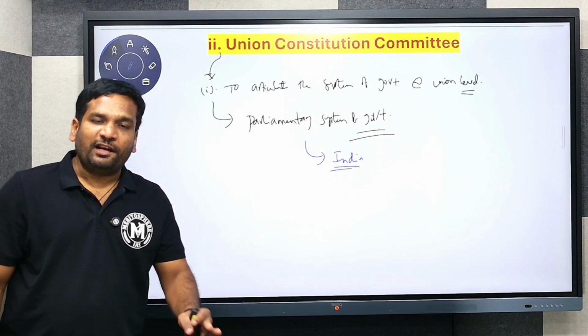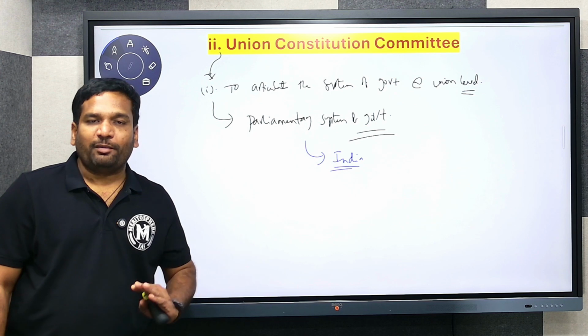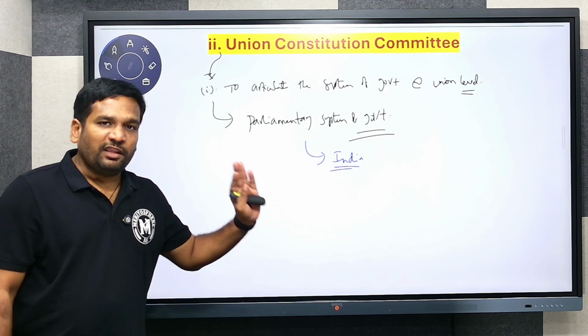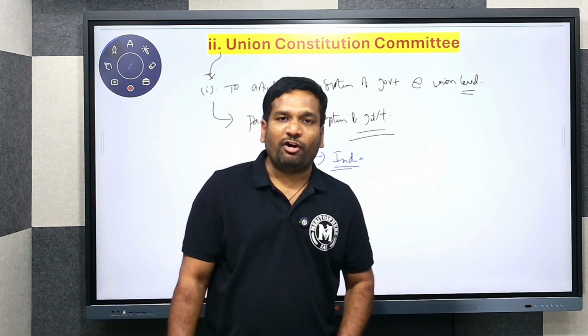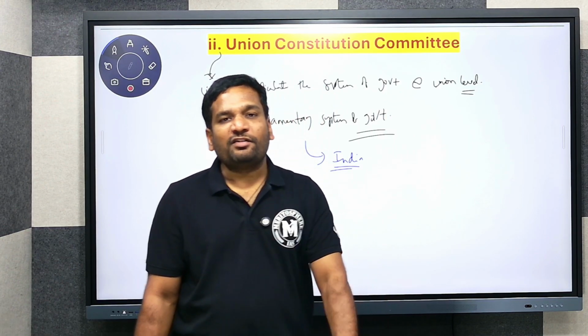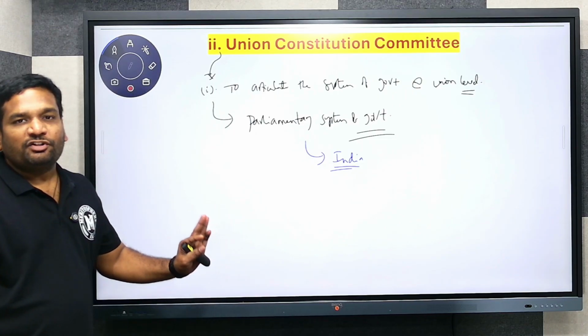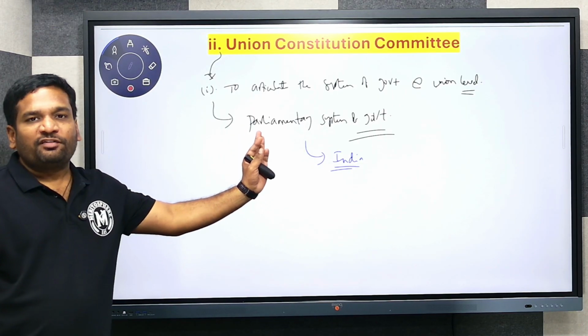So Indian political leaders were very much familiar with the parliamentary system of government, right? They opted for it because they were familiar with such type of functioning of the government. So they adopted the parliamentary system of government. And one of the major recommendations of the Union Constitution Committee was the adoption of the parliamentary system of government.